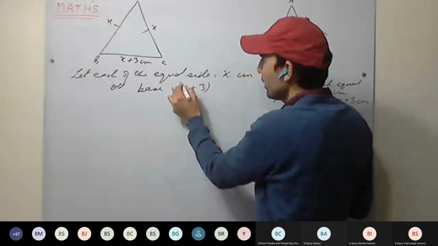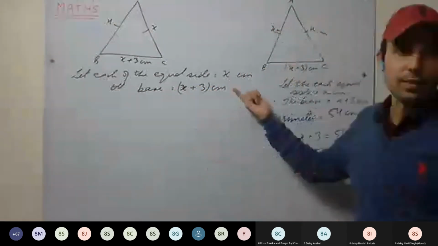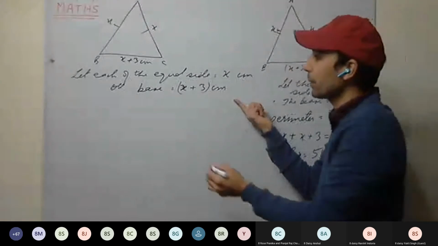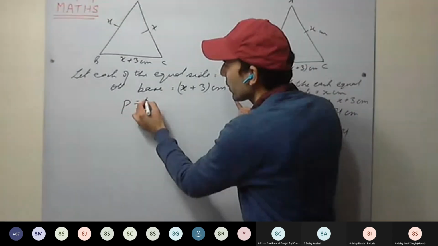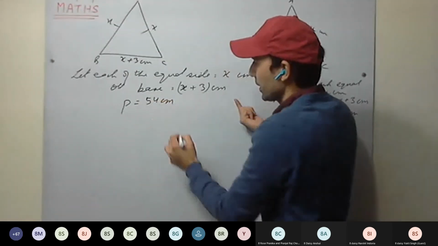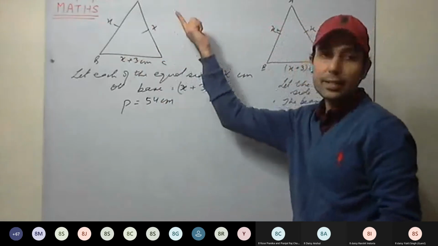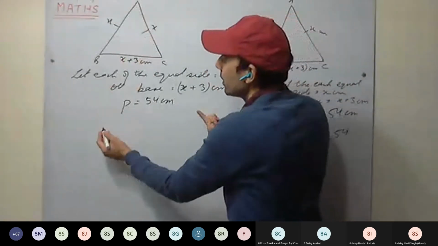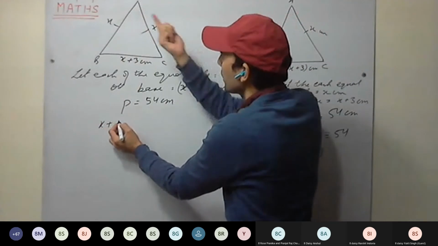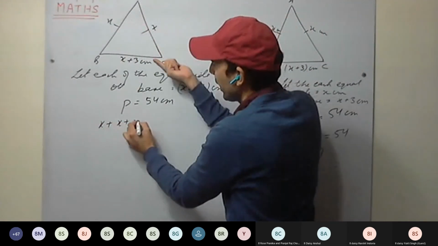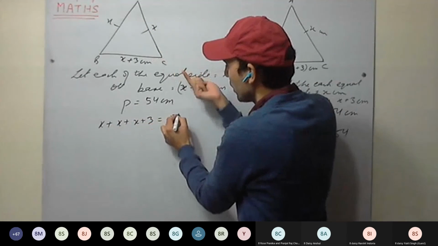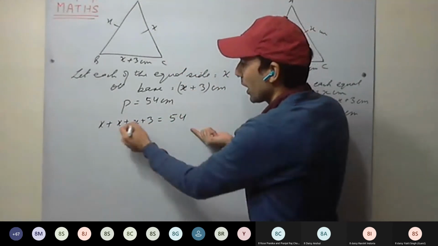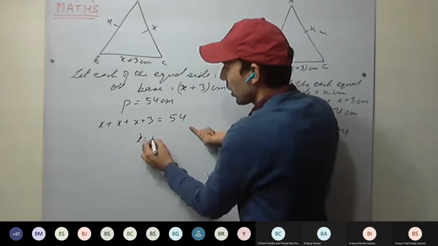X plus 3 centimeters. We got. Now in the question, it is given perimeter equal to how much? Perimeter equal to 54 centimeters. And the perimeter of the triangle is how much? Sum of the sides. So x plus x plus 3 equal to how much? 54. Now solve it. What will X be?